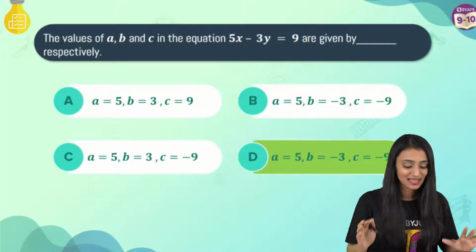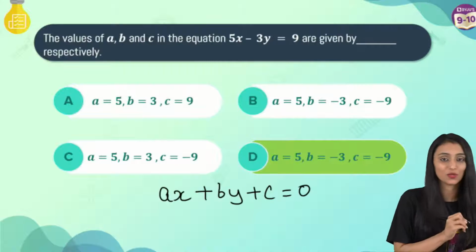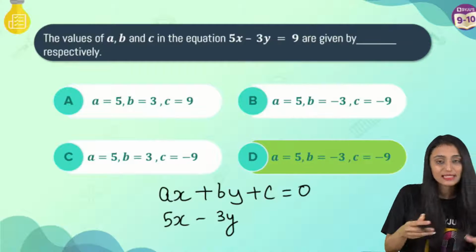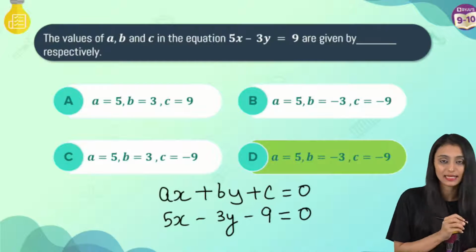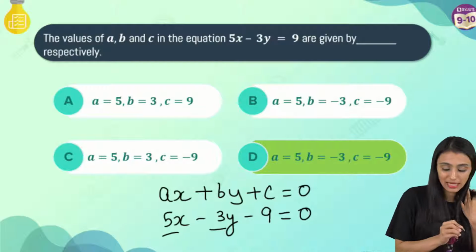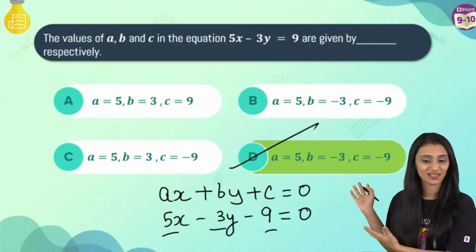Okay. Let's see. If I talk about the general form of linear equation in two variables, that's ax plus by plus c equal to 0. Now look at the equation that we have. We have 5x minus 3y. C is on the other side. 9 is on the other side. Let's take it to this side. It would be minus 9. Now let's compare them. So we have got A as 5, B would be minus 3 and C would be minus 9. That was a very simple question.